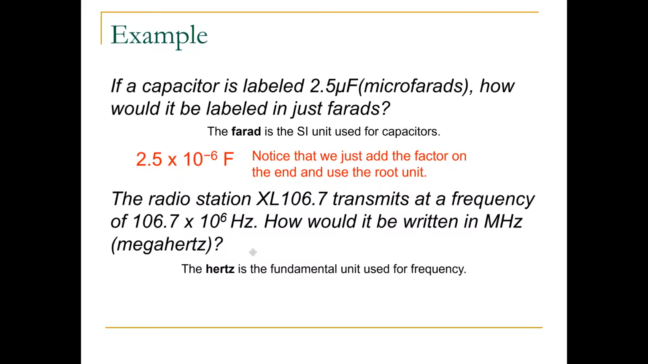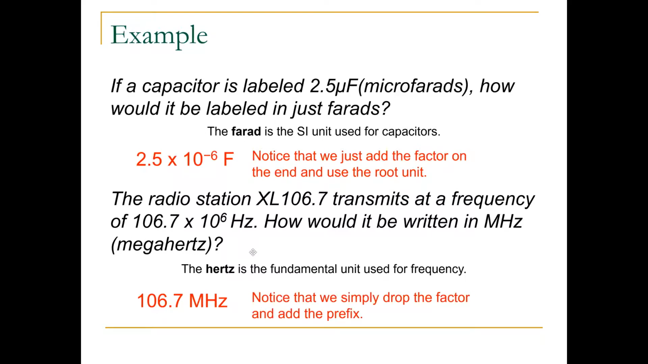Next, we have a radio station that has a frequency of 106.7 times 10 to the 6 hertz. We're going to write this in megahertz. So again, we now replace the value with the prefix, so 106.7 megahertz.